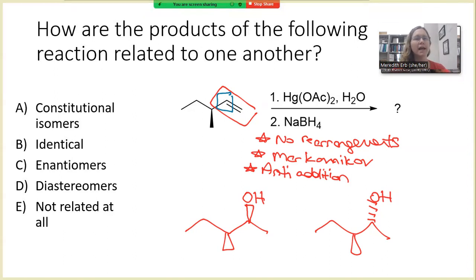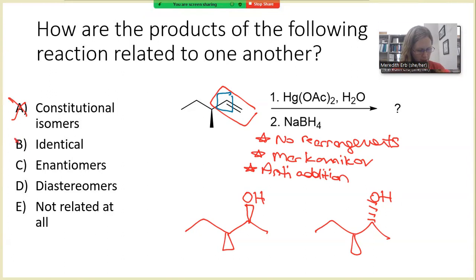And this question is asking how are they related to one another? Our answer choices are showing us that they want us to think about this in terms of isomers, stereo or constitutional isomers. They're not going to be constitutional isomers because the molecular formulas of these 2 molecules are identical. They also have the same connectivity, right? So the real question is, are they identical? Are they enantiomers? Are they diastereomers?